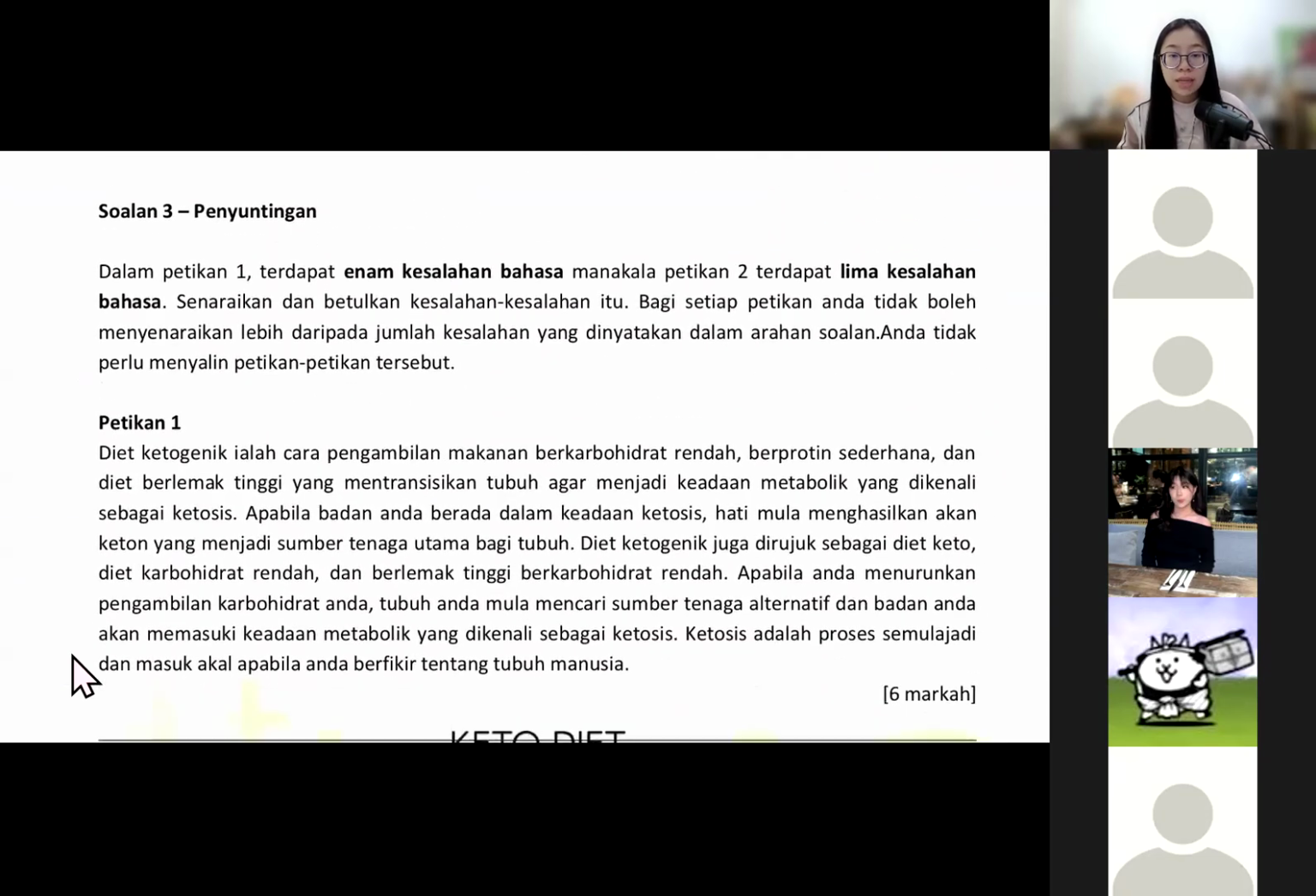Okay, now we go for next one. Okay, next one is kesalahan bahasa. Okay, this one a bit hard. Okay, now we go for first sentence first. This one a bit hard. Okay, now there is dua kesalahan. One is kesalahan ejaan. One is using a wrong words. Berprotein, yes, correct. How do you spell berprotein? Okay, yes, correct.